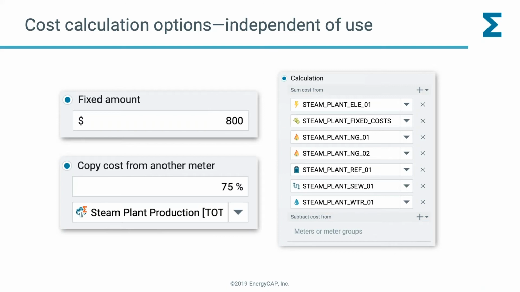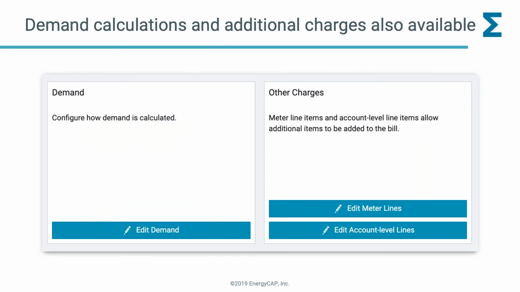You can copy costs from another meter in the system, and you can also do calculations. In this case, what I've done is actually add together all of the input costs for running a steam plant to generate a new bill that represents the entire sum of all costs of running this steam plant. Additional features for calculating demand and other charges like meter charges or account level charges are also available as part of the bill calculations in EnergyCAP version 7.